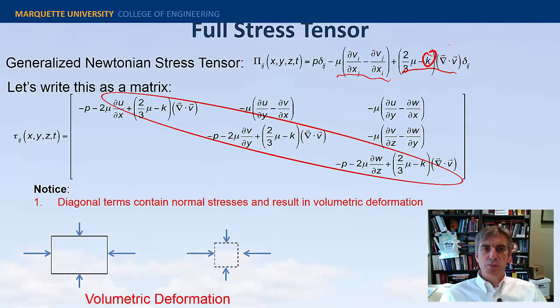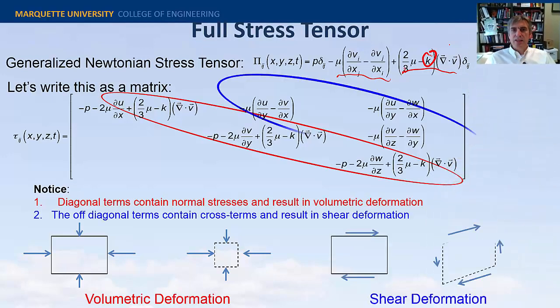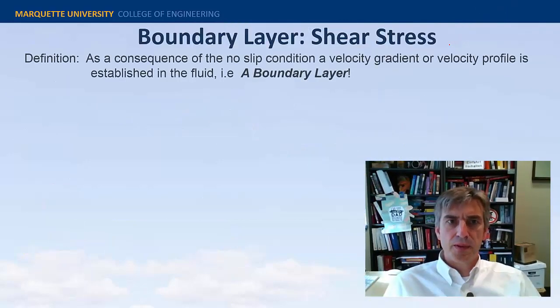The diagonal terms within this stress tensor are associated with the volumetric deformation, and so if we consider the fluid to be incompressible, then these terms would vanish. And the off-diagonal terms are associated with the shear deformation. These are the ones we tend to focus on when we initially study fluid mechanics, and these are the ones that I'll focus on in this lecture.